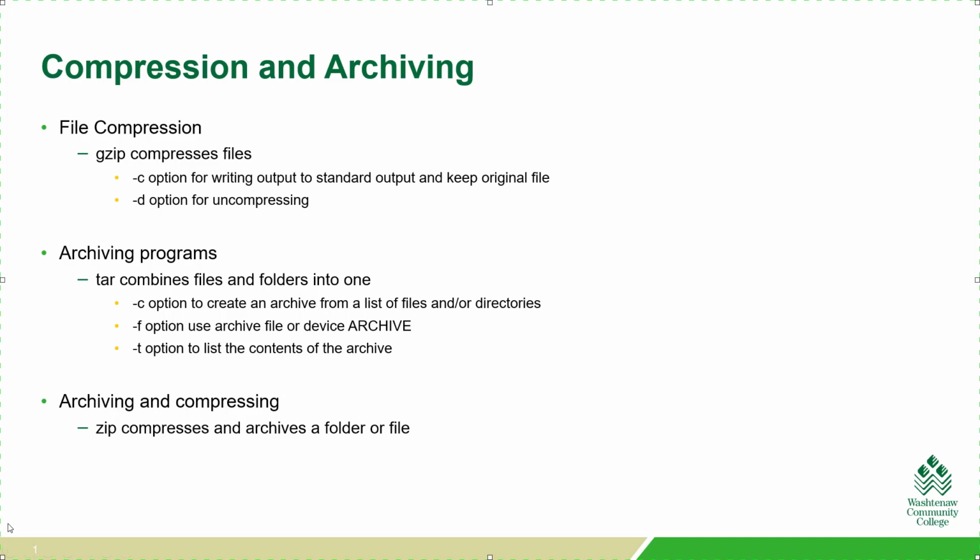In this video, we're going to look at compression and archiving. We're first going to look at file compression. We're going to focus on gzip, and we're going to look at the -c and -d options. Then we're going to look at archiving programs. We're going to look at the tar command, and specifically the c, f, and t options. And then we're going to finish with archiving and compressing, where we're going to be looking at the z option.